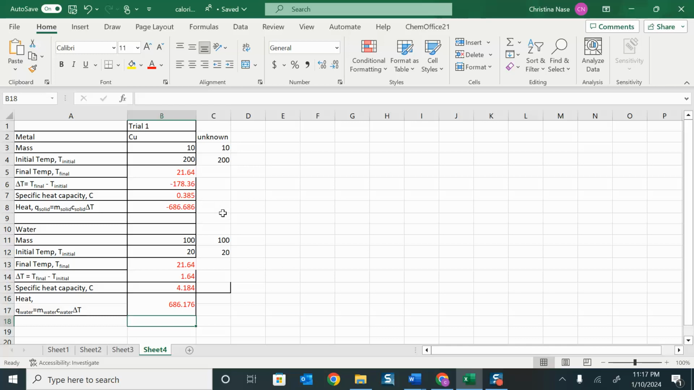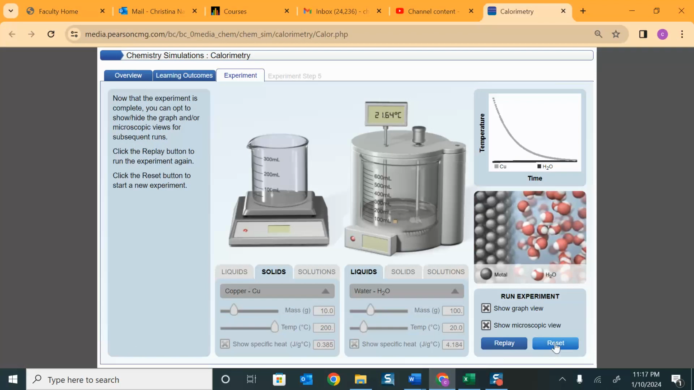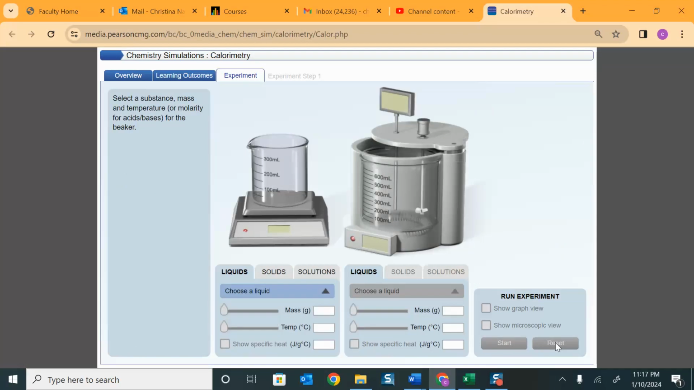When we do the unknown, we're just going to assume that all the heat that's lost equals the amount of heat that's gained. It's the opposite amount. If something is gaining heat, the other thing has to be losing heat. So let's try one of our unknown metals. Now in the simulation, we reset this. Make sure you hit that reset button.